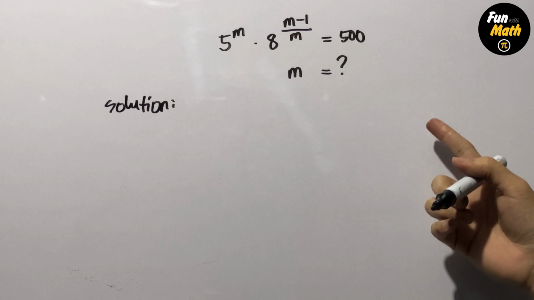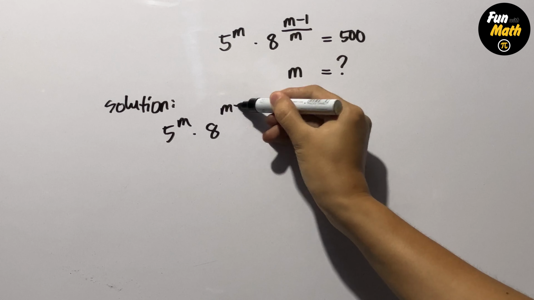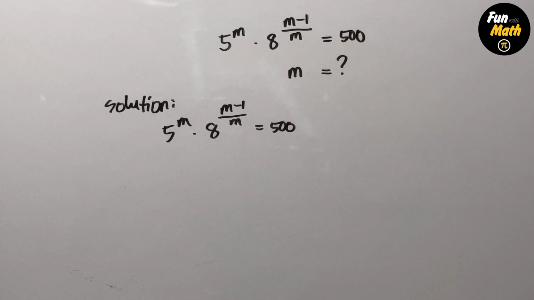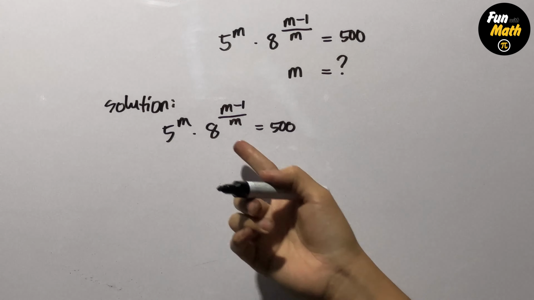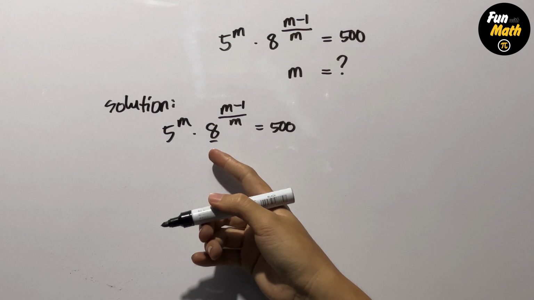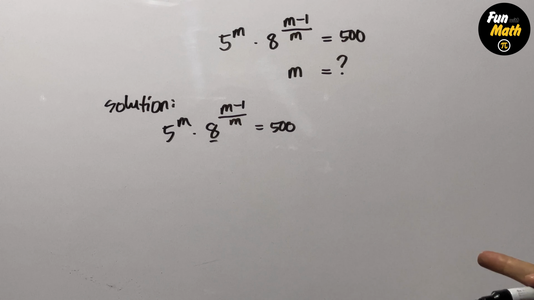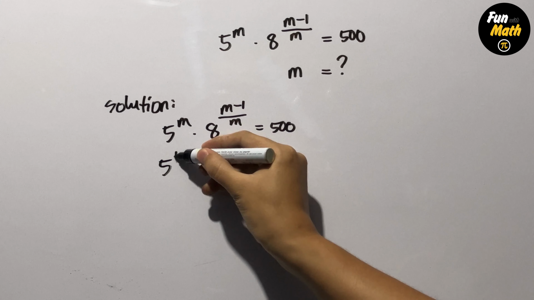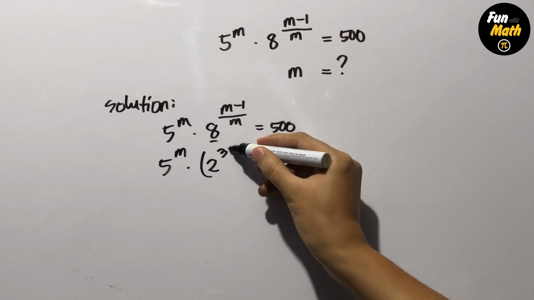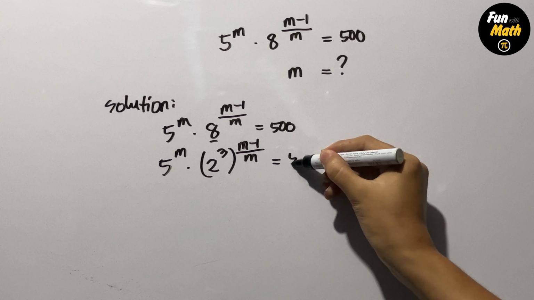First, let's bring down the given equation. Next, for the base of 8, we can write it in power form in terms of 2, and that is 2 to the power of 3. So 5 to the power of m times (2 to the power of 3) whole to the power of (m minus 1) over m equals 500.